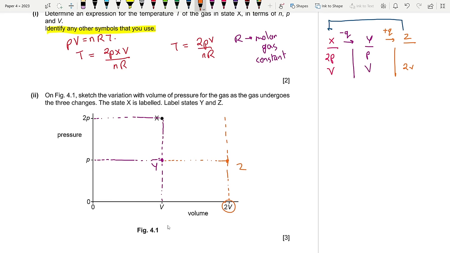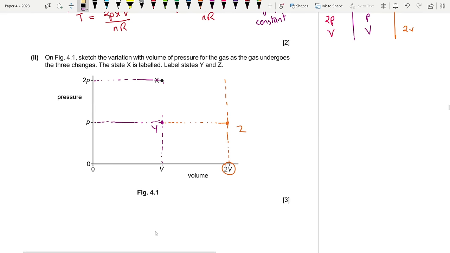Now, we are just asked to label states Y and Z. So we label them and sketch the variation with volume of pressure for the gas as the gas undergoes the three changes. Okay, so we actually have to draw arrows as well for these changes. So let's go for it. Firstly, the change from X to Y will be like this. X goes to Y. And then the change from Y to Z should be like this. It changes at constant pressure, but the volume doubles.